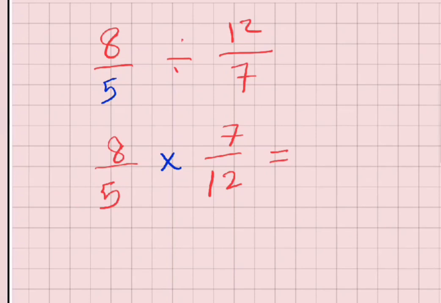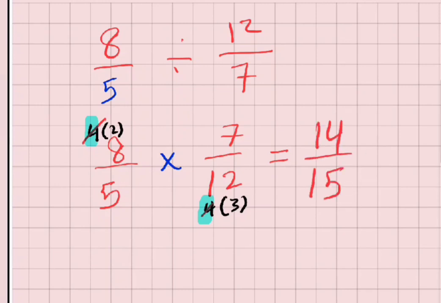So 8 times 7 is 56. But we can simplify it before we multiply. 8 is basically 4 times 2. And 12 is 4 times 3. So we could cancel a 4. And now we can multiply. 2 times 7 is 14. And 5 times 3 is 15. So the final answer is 14/15.